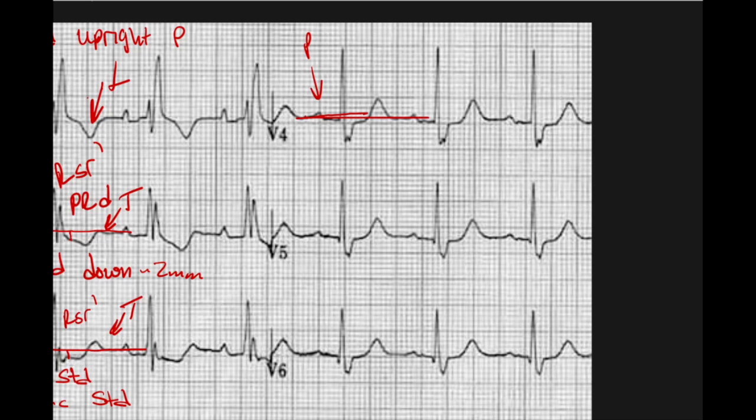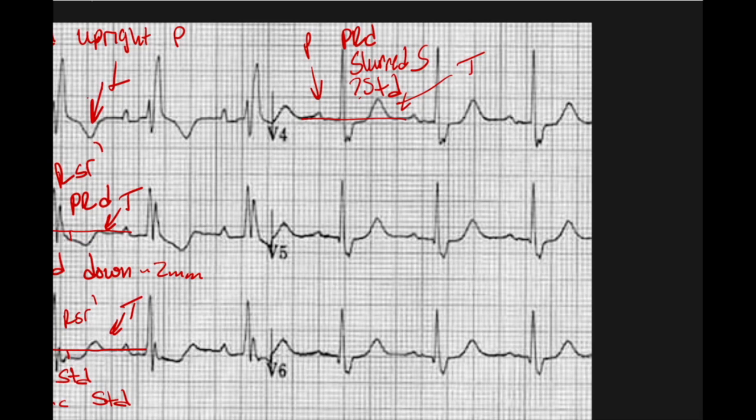So we have a little bit, not too much to write home about, but a little bit of PR depression. We have a nice RS complex with some slurred S wave. It also seems like our ST depression is relieving, but we'll say a little bit of it is still there. And our T wave is upright, which is how we would want it to be.